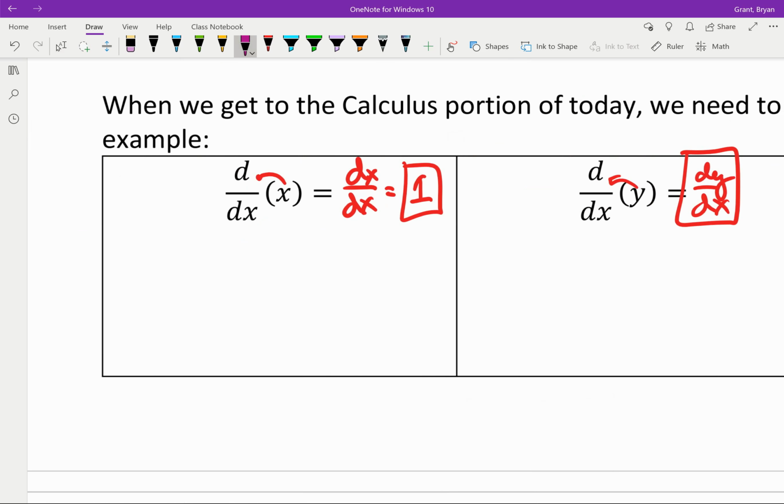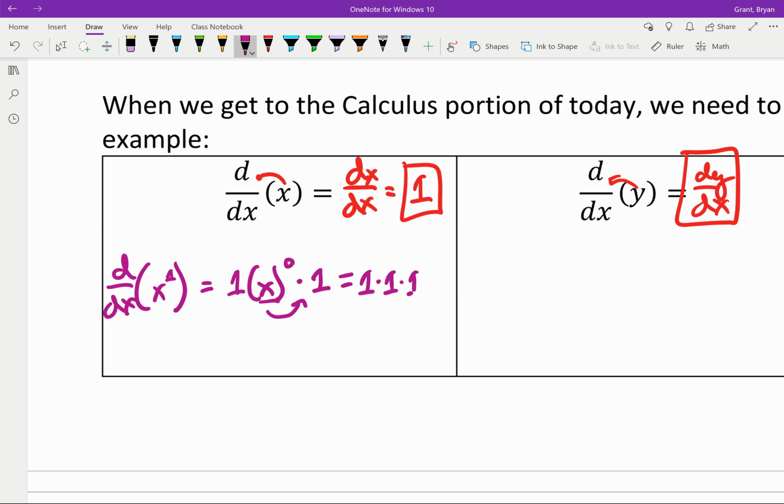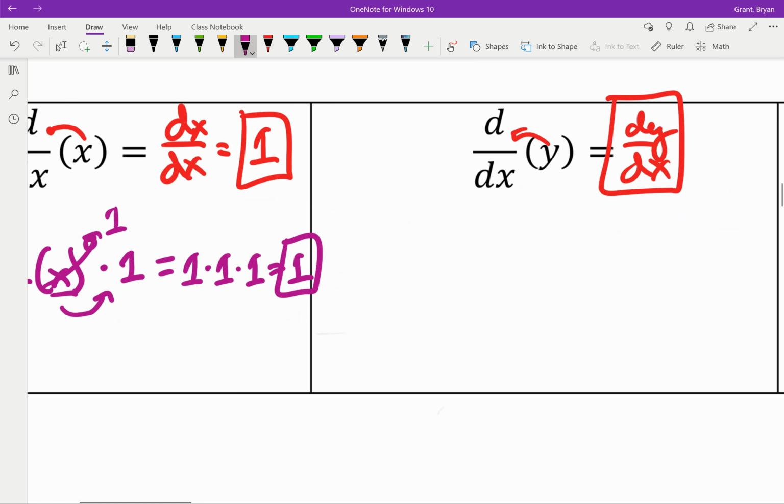So take a look, and hopefully you wrote kind of small here. Let's go ahead and take the derivative of x to the first power. Well, the derivative of x to the first power is, of course, 1 times x to the 0th times the derivative of the inside. But we know that the derivative of x with respect to x is 1. So as we clean everything up, we get 1 times 1 times 1, right? Anything to the 0th is 1, which just gives us 1 as a final answer. You're like, wow, that is overly complicated. And you're right. However, there is a reasoning to my madness. So let's look at one more.